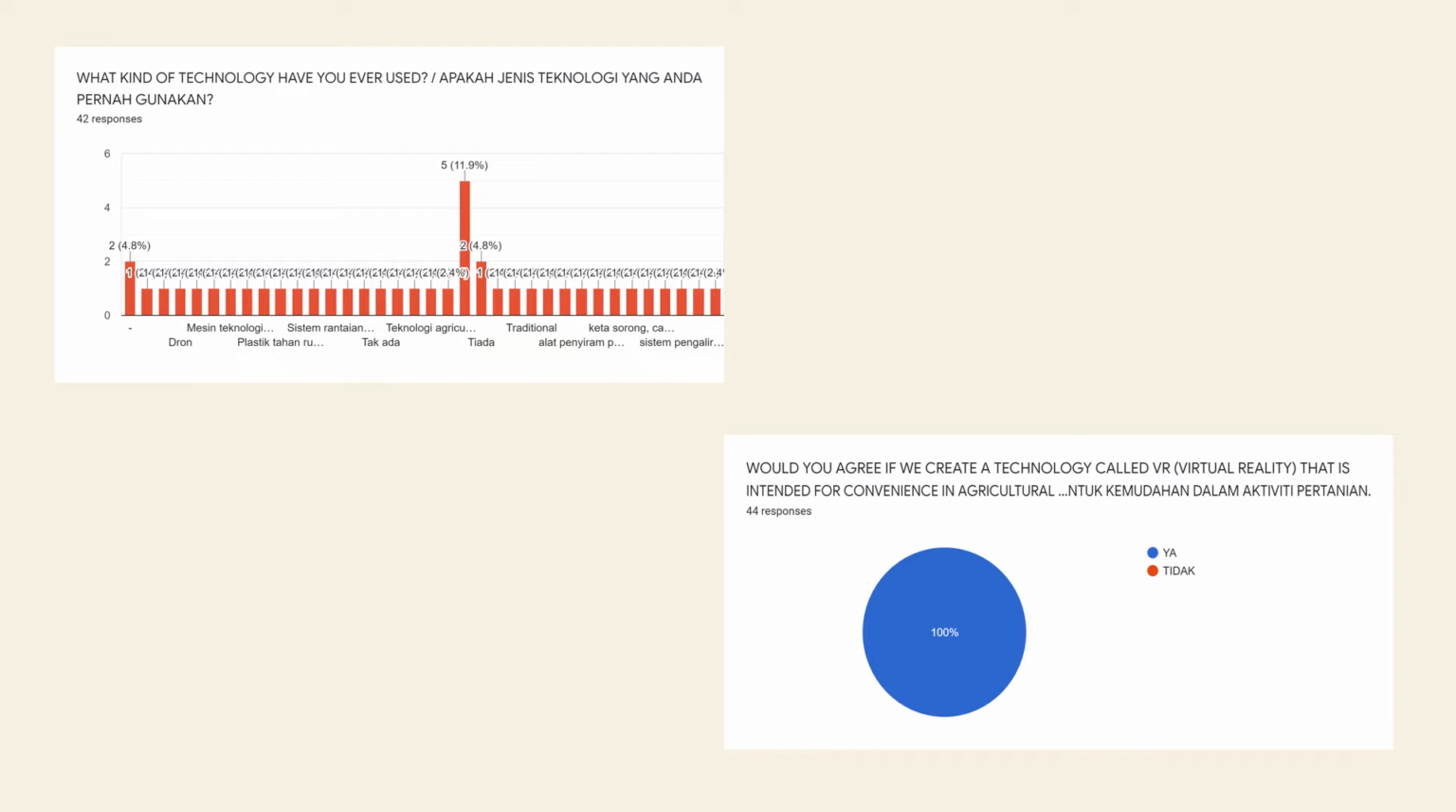And lastly, the specifics of question 9. Question 9 showed that 44 respondents agreed that we should create a technology known as Vr Tani to facilitate agricultural activities.